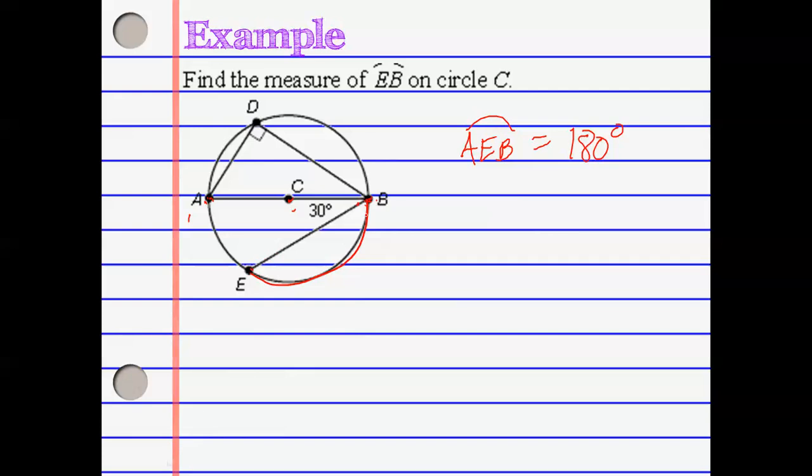So in order to find EB, it would help us to find the minor arc AE. Now if we look here, we know that this angle ABE is 30 degrees, and it's an inscribed angle. So from our theorem earlier, the inscribed angle theorem, we know that the intercepted arc is twice that. So we can take 30 times 2, and we know that arc AE is going to equal 60 degrees. So now all we have to do, since we know AEB is 180, we just have to take 180 minus 60 and we get 120 degrees. So we know that minor arc EB is going to be 120 degrees.